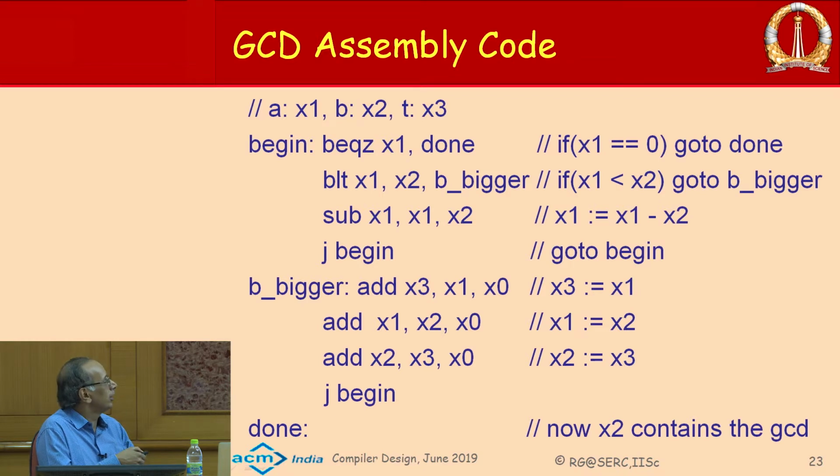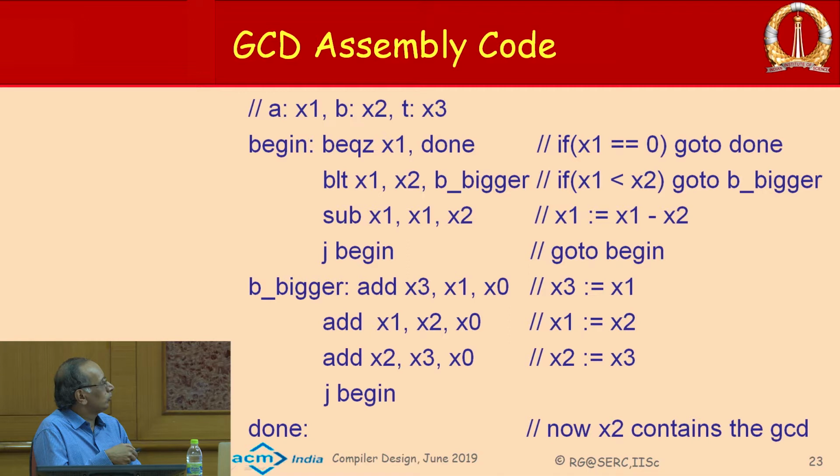Let's assume that initially A is in register X1, B is in register X2, and T is in register X3. That means you must have done some instructions to move the contents of A into X1, contents of B into X2, and so on. Let's not worry about that. Let's look at the interesting part. If X1 is 0, that means you are done. One of the two operands is 0, and the other one has the GCD, the greatest common divisor. So this is the branch instruction which does that. If X1 is 0, you go to done. Otherwise, you come here.